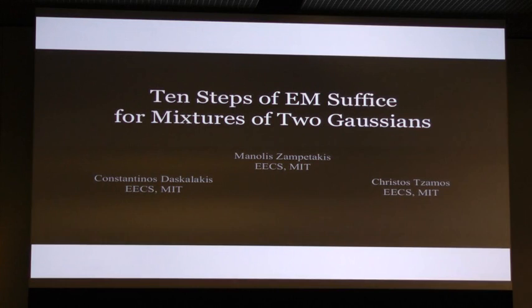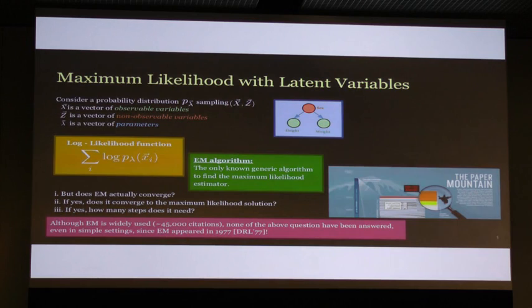Hello, I'm Manolis, and this is joint work with Constantinos and Christos Tzamos. In our setting, consider a probability distribution that depends on a set of parameters, and we get samples from this distribution, and we want to recover the parameters. We don't get to observe all of the samples. There is an observable part and a non-observable part, so there are some latent variables.